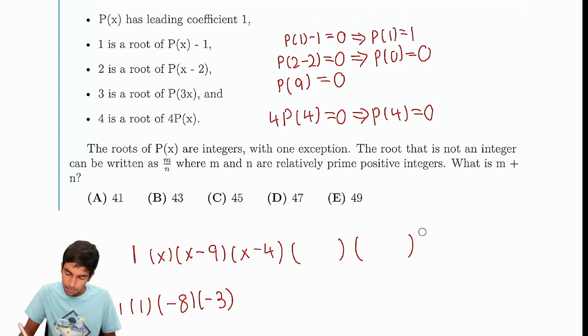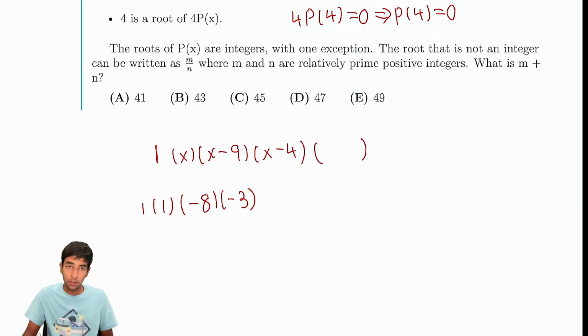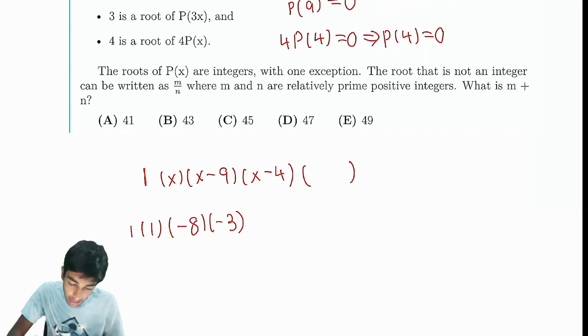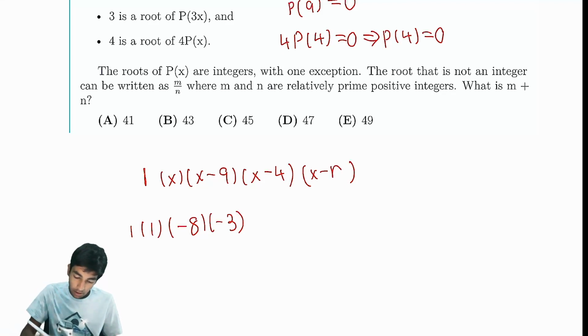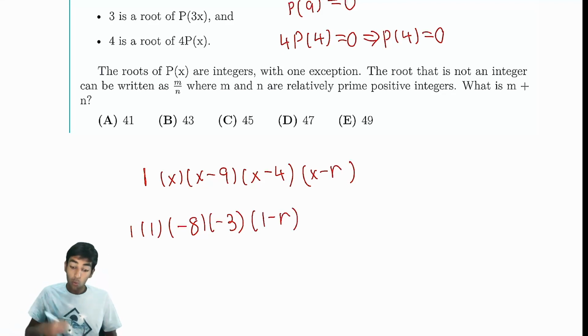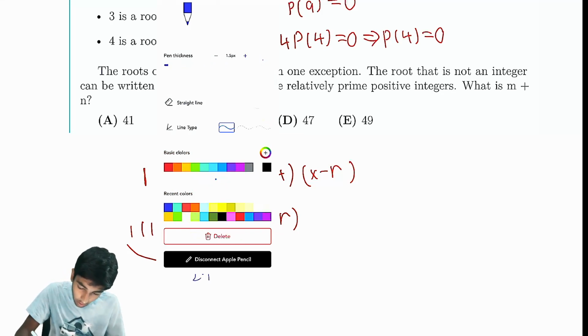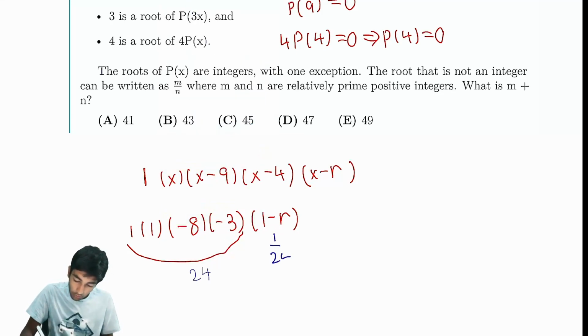But the question is, can we maybe do a quartic, a fourth degree polynomial? And the answer is yes, we can do a quartic. Why? Because let's say this is x minus r. So over here it becomes 1 minus r. We can pick this root to be whatever we want such that this becomes a quartic. This whole part over here is 24. And the second part, x minus r, therefore has to be 1 over 24 in order for this whole thing to be equal to 1. So r is 23 over 24.